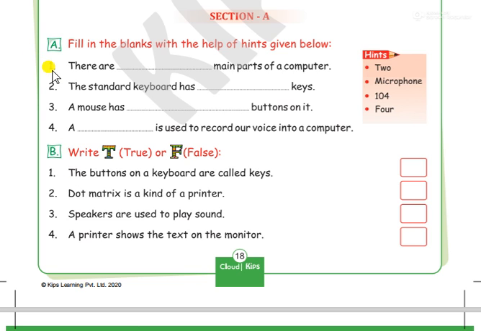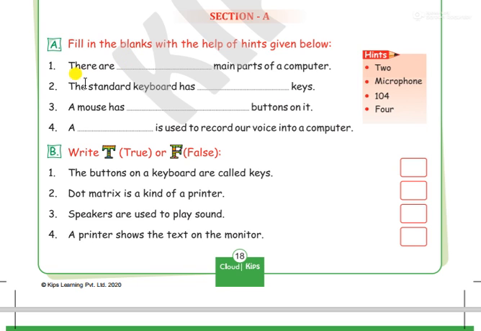So first one is: there are dash main parts of a computer. So how many main parts of computer? Your hints are given in this box. You have to find out the answer from here and then write it on the blank. So how many parts are there? There are 4 parts of computer. So you will write on number 1: 4. 4 main parts of a computer.